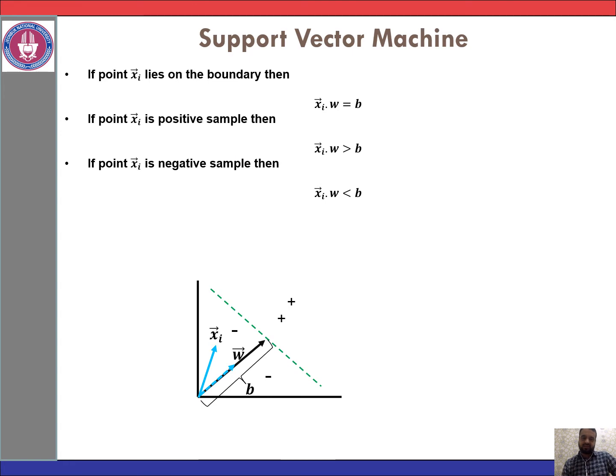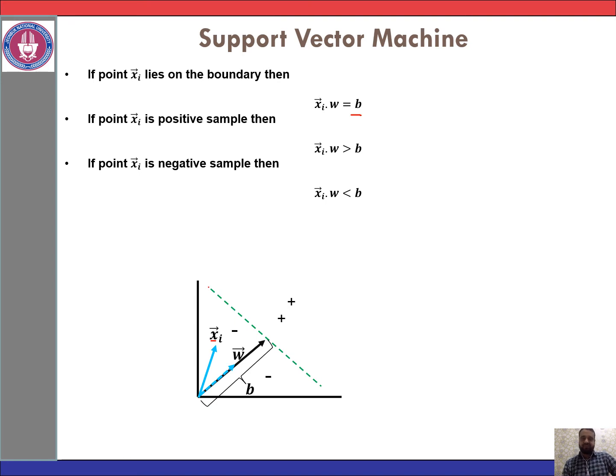Now suppose this xi lies on the boundary, and when we take the dot product of w with xi, it will be equal to b, which is some constant for points that lie on this boundary. So this is the distance from the origin to this decision boundary, which is equal to b.